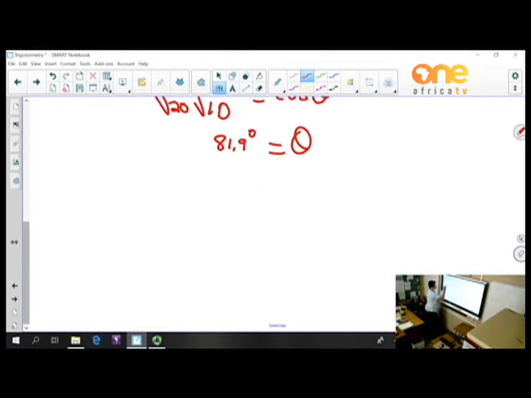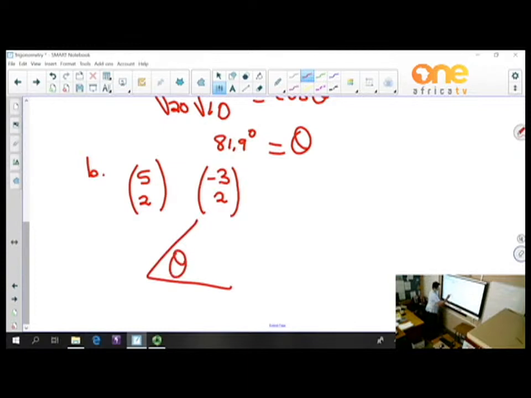Okay, the next one is number B. This column vector is (5, 2), and the second one (-3, 2). I have to find the angle between these 2 vectors. So that is the angle that you want to find, arms out. What is the formula? A dot B is equal to magnitude A, magnitude B, cosine theta. That is your angle then there.